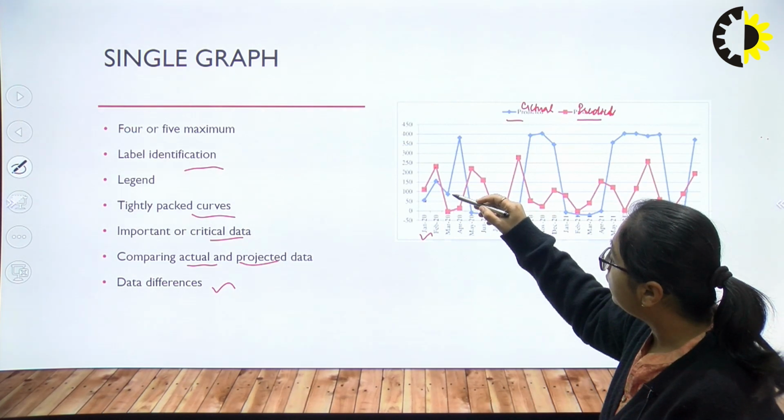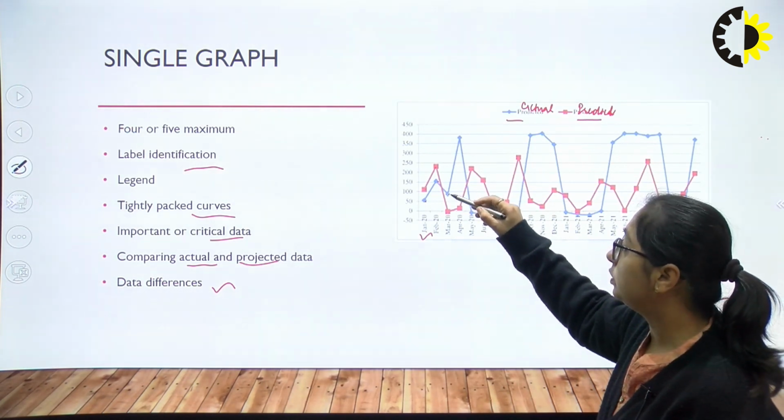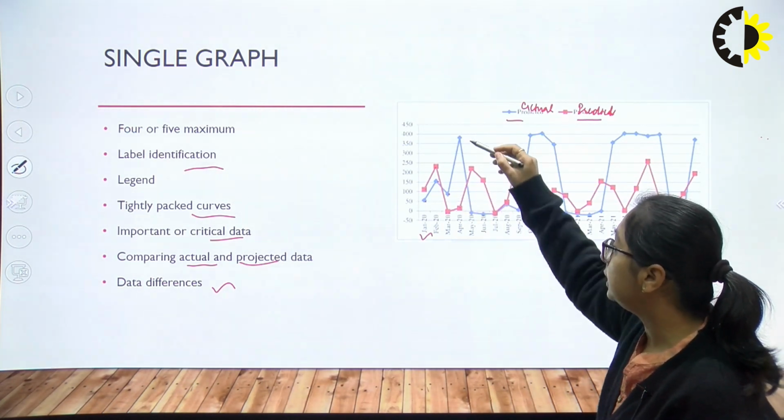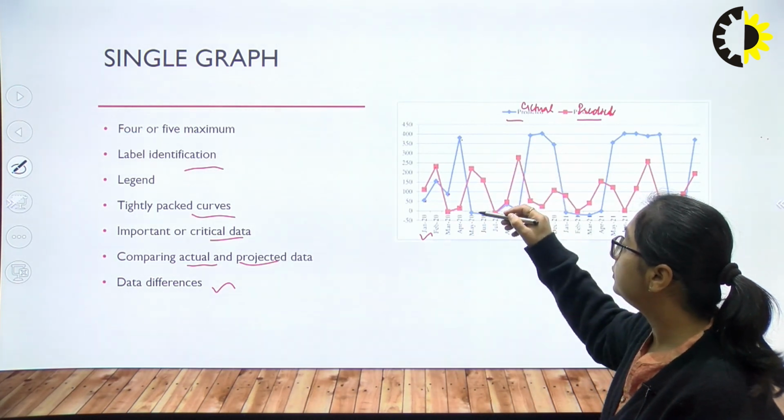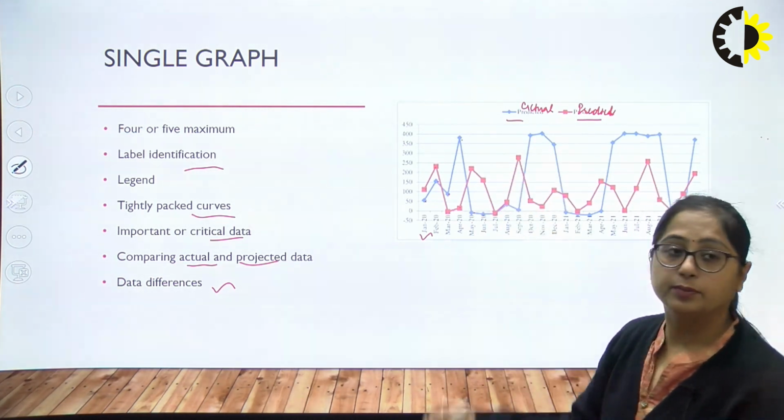Here the predicted value is less but actually is more. Predicted is very less, actually is very more. Predicted is very less, actually is way more.